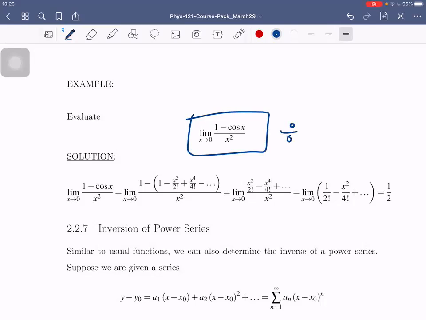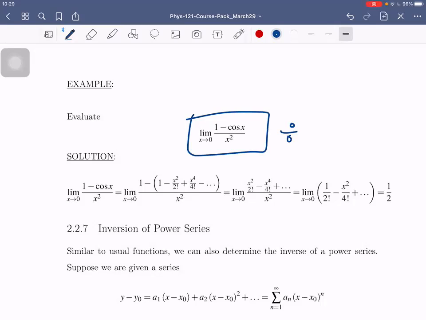And this is indeterminate. What we do here, usually sa calculus, is L'Hopital's rule. You take the derivative, paulit-ulit hanggang hindi na maging indeterminate. So, well, that's for those methods. But since we're dealing with infinite series, we just have to use that.